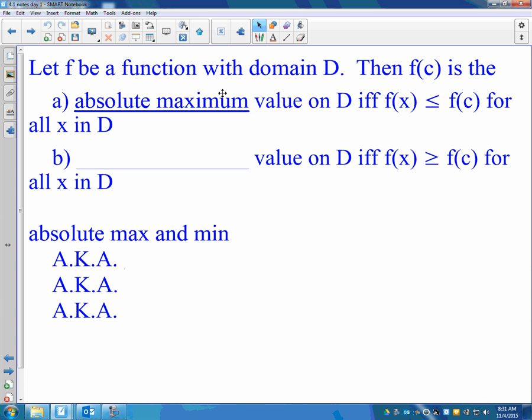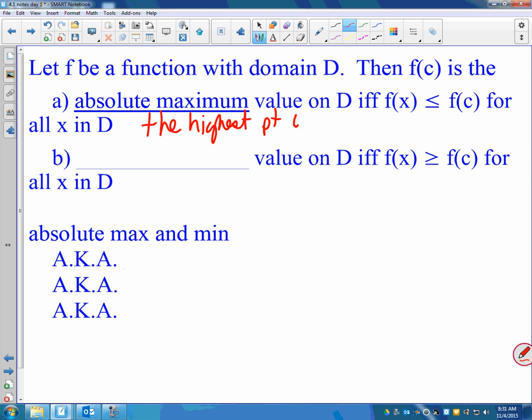We've talked about maximum before, right? Absolute maximum, put it in non-math terms, is the highest point on your graph. So we could write that: the highest point on f of x. And so they're saying c is the maximum if f of c is bigger than all the other values, right? That's what it's saying. I don't know why they don't write f of c first.